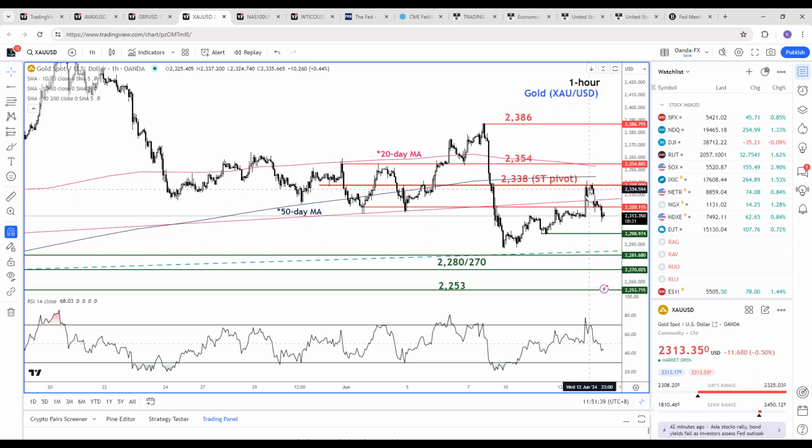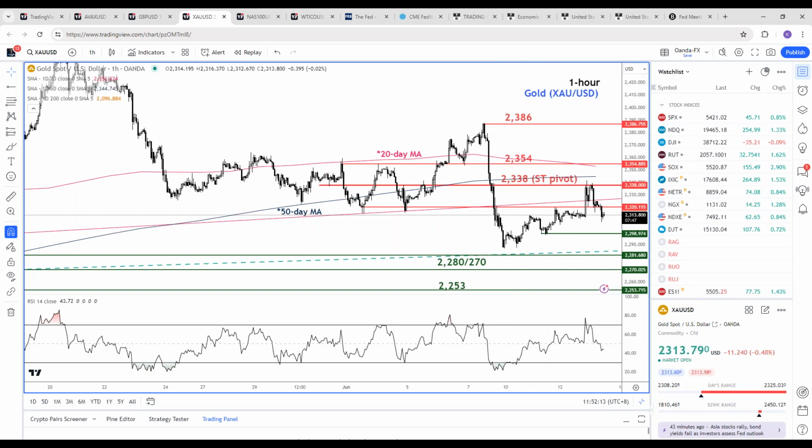Only an hourly close above 2,338 will negate this short-term intraday bearish bias to potentially see another round of rebound to retest the 20-day moving average that's acting as a resistance at 2,354. A breakout above it, then we will start to question that gold itself may start to see a renewed short-term uptrend again, since it managed to clear above the 50 and 20-day moving average. Next resistance and first step to watch will be that sell-off swing high on last Friday at 2,386.